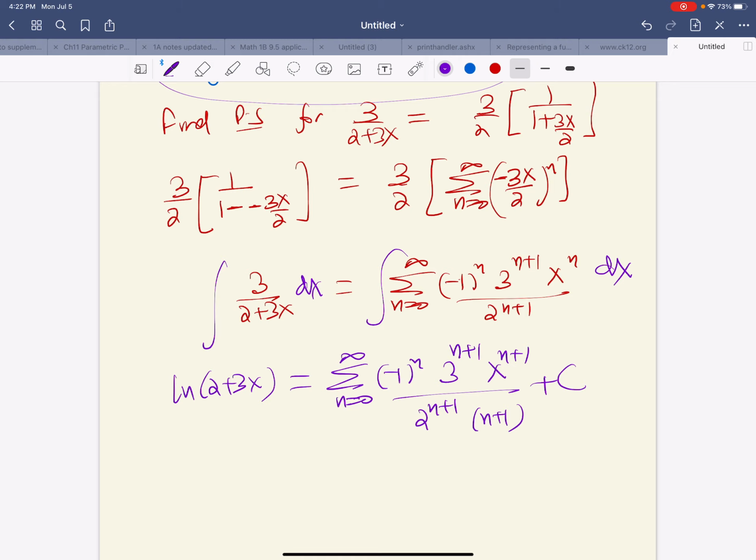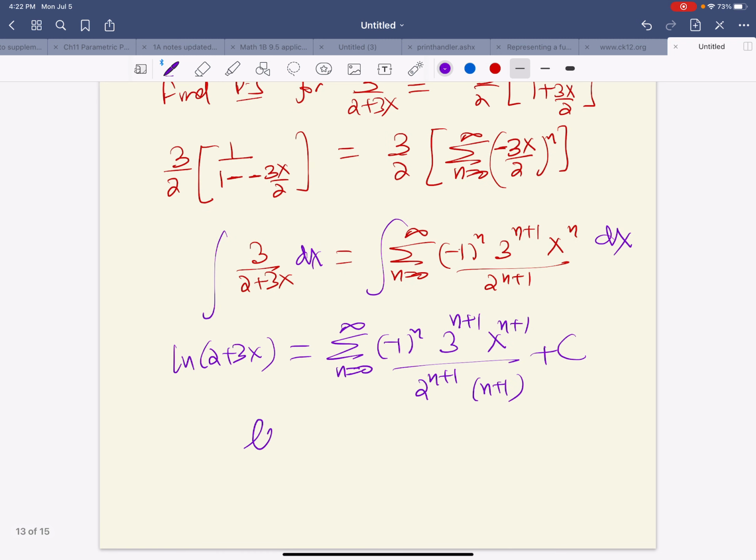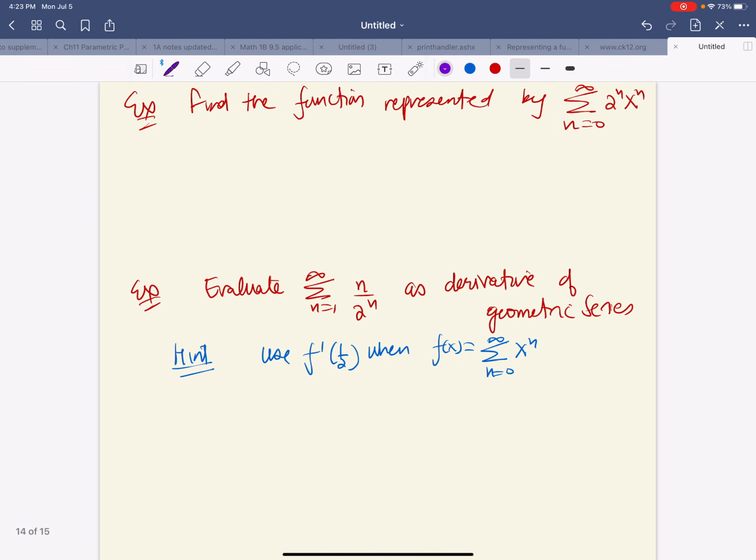To find the c, we can let x be 0. Let x equal 0, we will find out the c here. If I let x be 0, 0 to the first power is 0. So when I let x be 0, I would be left with natural log of 2 is equal to c. So I get c as natural log of 2 here. Okay, let's see another example.